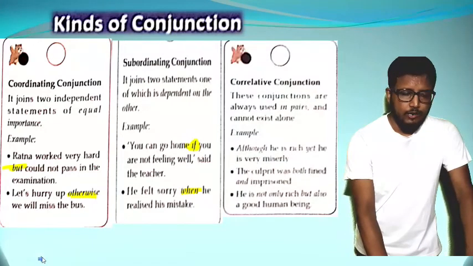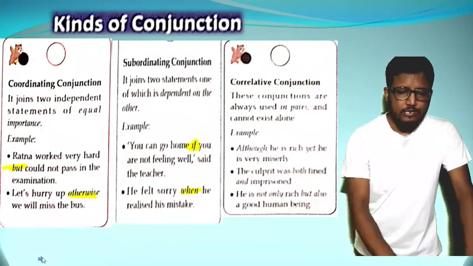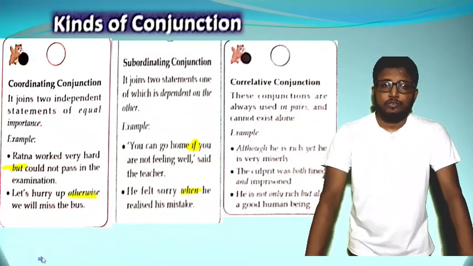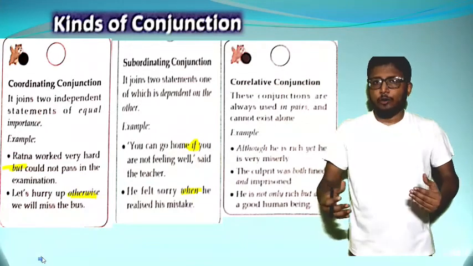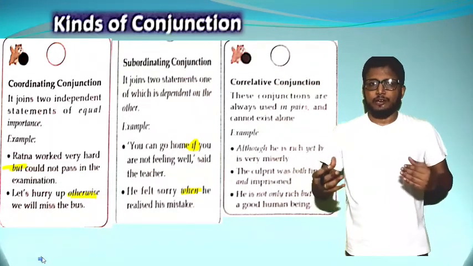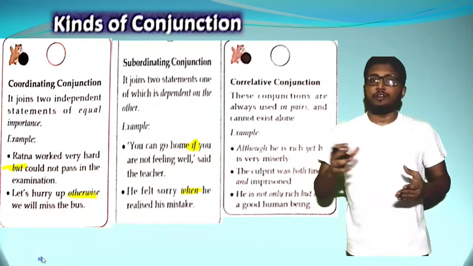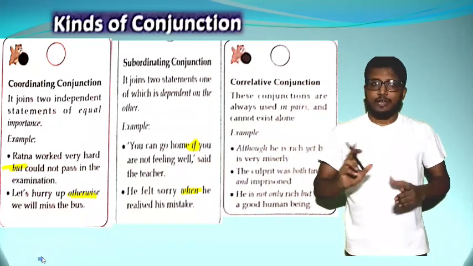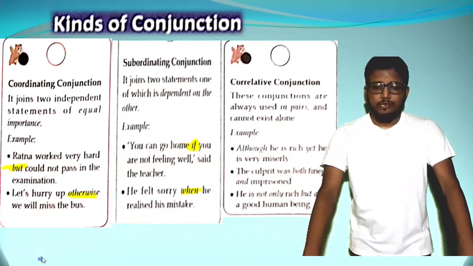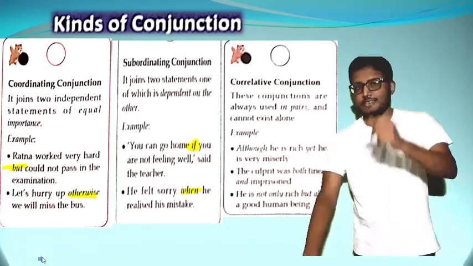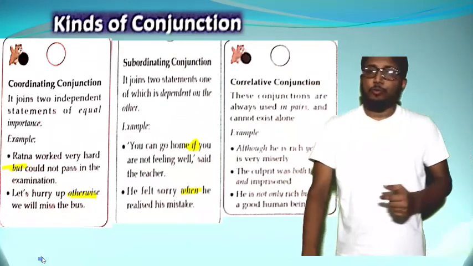And now in our syllabus, last but not the least, that is the correlative conjunction. It's a very funny conjunction. This conjunction can't stay alone, they work like a pair. Either or, not only but also, like this. So these conjunctions are always used in pairs and cannot exist alone, as I said before. And so who are they?